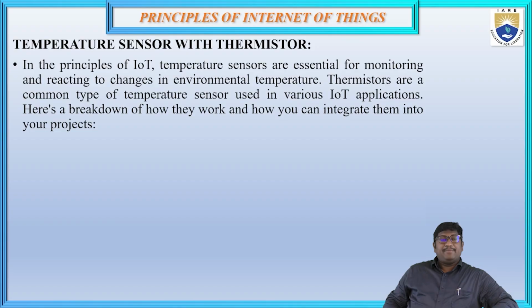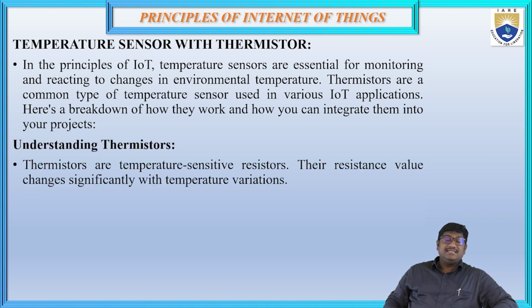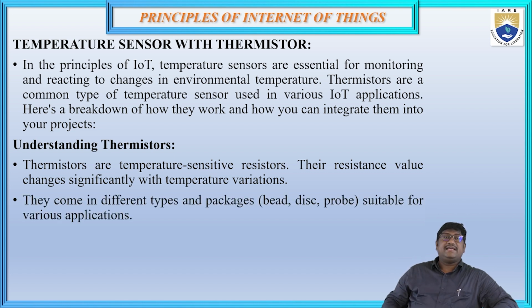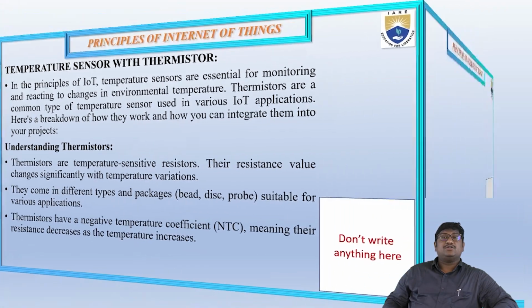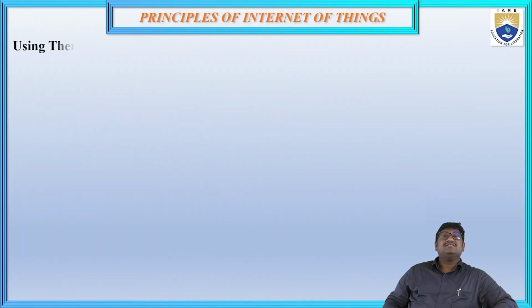Temperature sensor with thermistor. This is the sensor which is going to predict the temperature levels present in the environment. It is used for monitoring the changes in the environment. You need to understand these thermistors. These are temperature sensitive resistors, whose resistance value changes significantly as the temperature varies. They come in different types of packages, bead, disk, probe, etc. And these use a negative temperature coefficient.